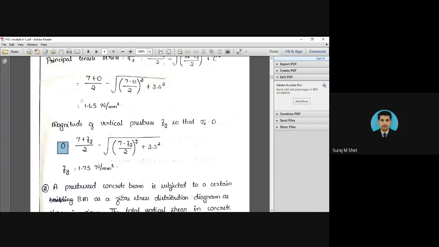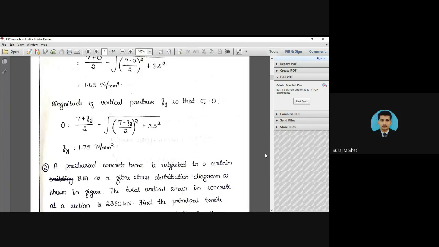After calculating this, you already know this value. What is the principal stress? Sigma 2, 1.45. So if I substitute the value of sigma 2 as 0, the unknown value of Fy can be calculated by using the same formula. This is the magnitude of the vertical pre-stress Fy, so that sigma 2 is equal to 0. Got it? So I'll solve one more problem.